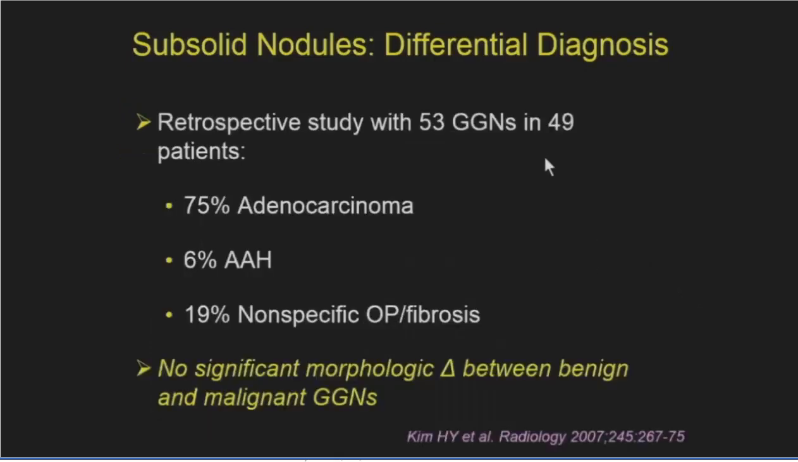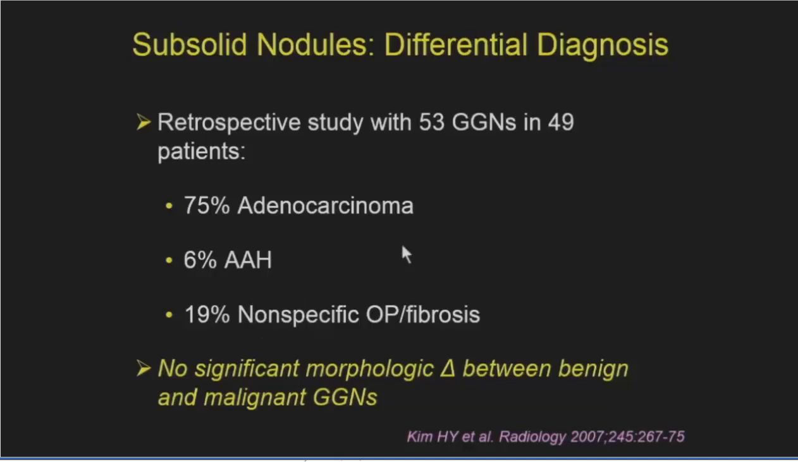But if the part-solid nodules and ground glass nodules are persistent, then the likelihood of being malignant is pretty high. In a study by Kim and colleagues, 75% of persistent ground glass nodules were adenocarcinoma, whereas only 25% were premalignant or benign.